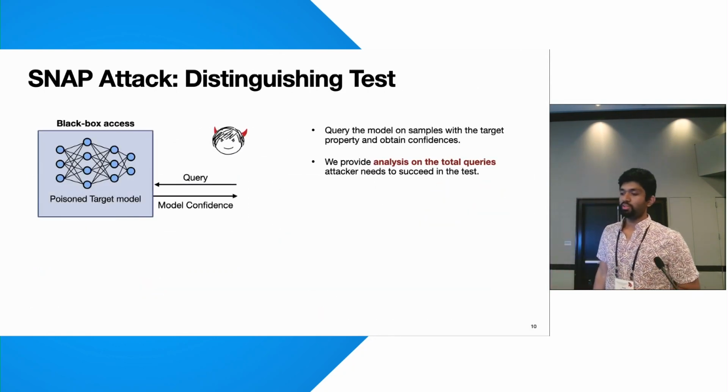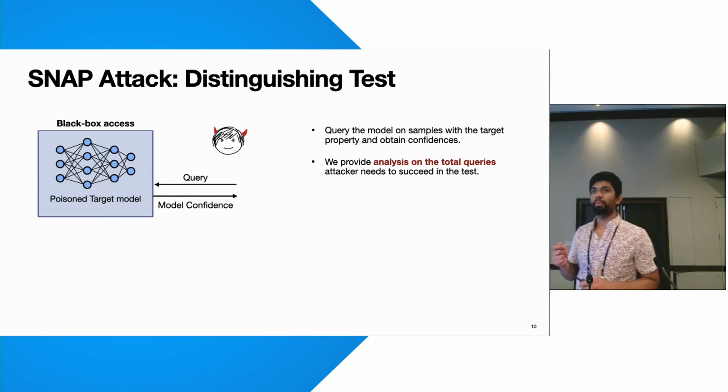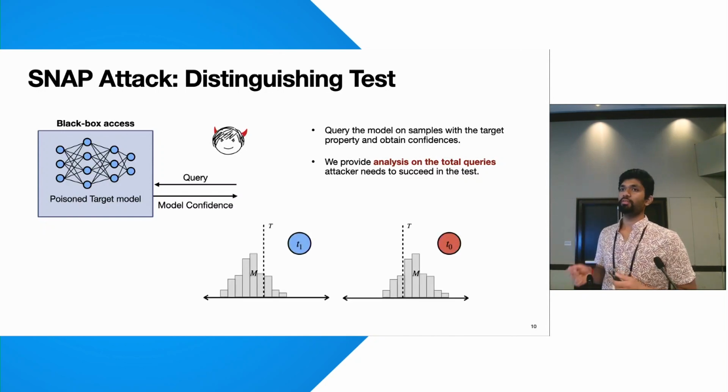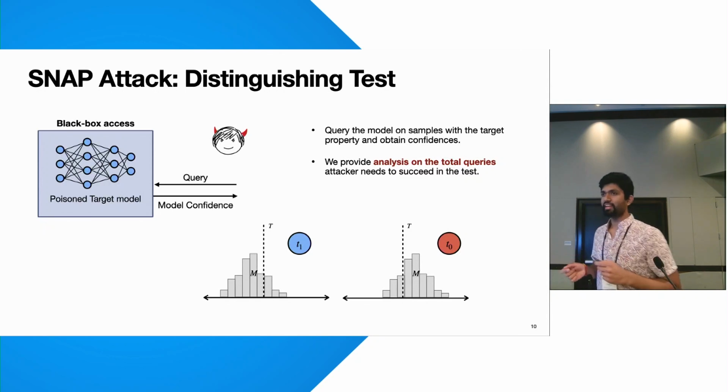So the final stage, which is the distinguishing test, the adversary gets black box access to this target model. The adversary queries the target model and gets back a set of confidences. After getting this set of confidences, the adversary checks if the majority of these confidences fall to one side of the threshold, then it will predict fraction T1, or else it will say it's fraction T0. We also provide analysis on how many queries the adversary really needs to succeed in this test. You can find this in our paper as well.